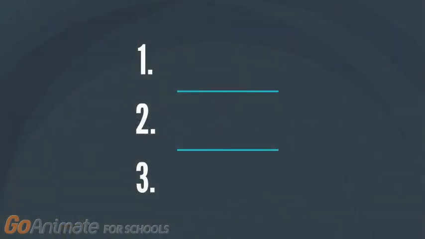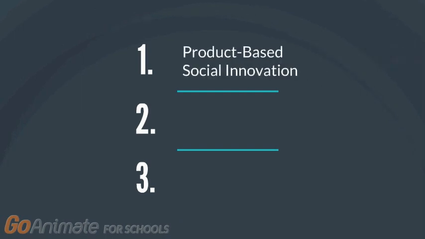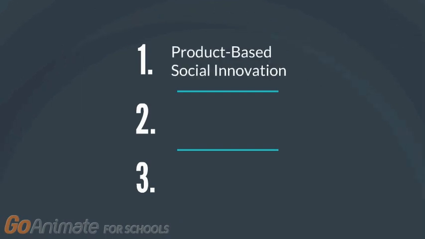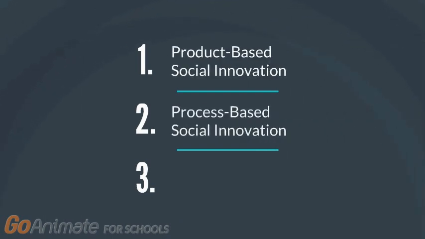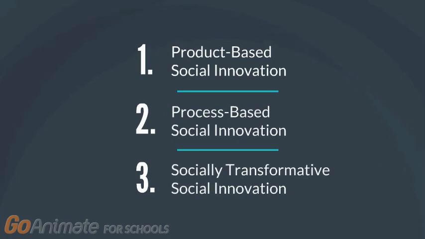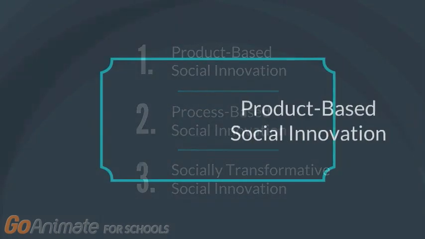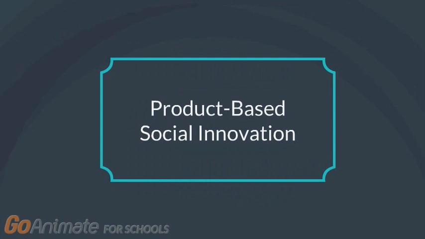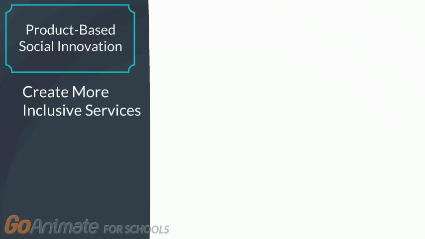Nonprofits create social change through three main types of social innovation: product-based social innovations, process-based social innovations, and socially transformative social innovations. Product-based social innovations create social change by offering new programs or adapting existing services to address unmet needs. One way that you can engage in product-based social innovation is to create more inclusive services.